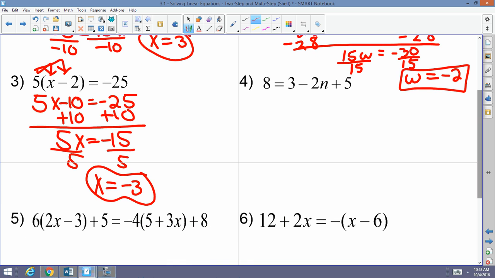Okay, number 4. 8 equals 3 minus 2n plus 5. Do I have a distributive property that I can perform? Do I have like terms on either or both sides that I can combine?